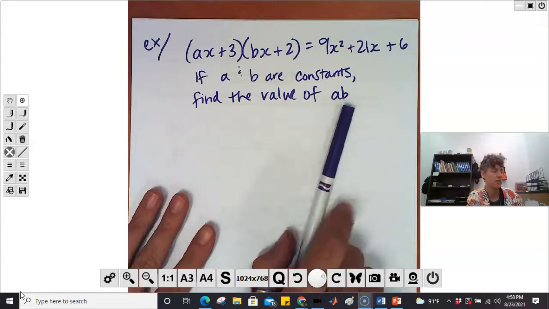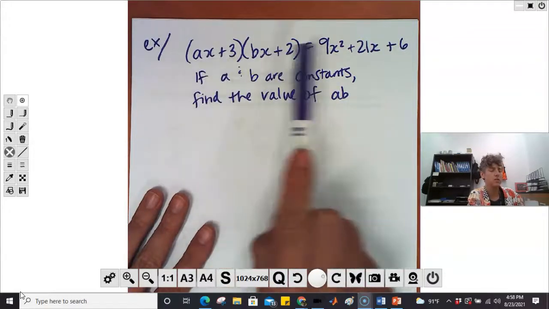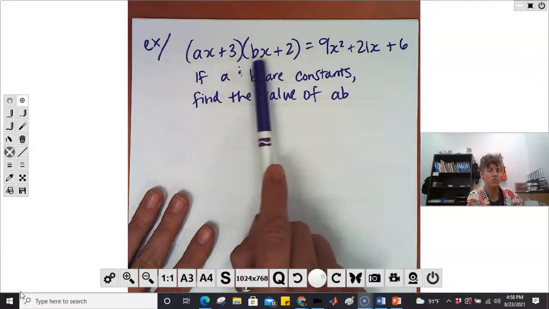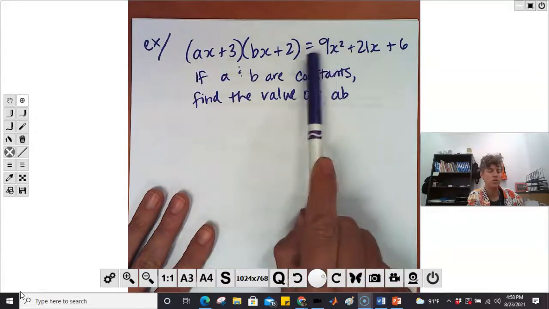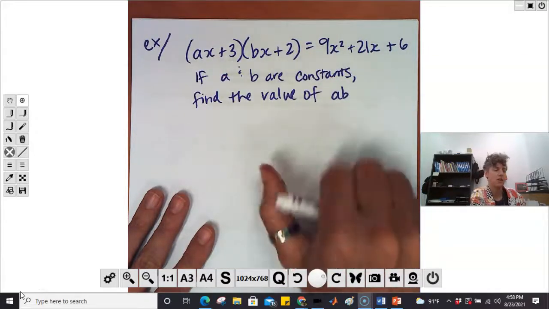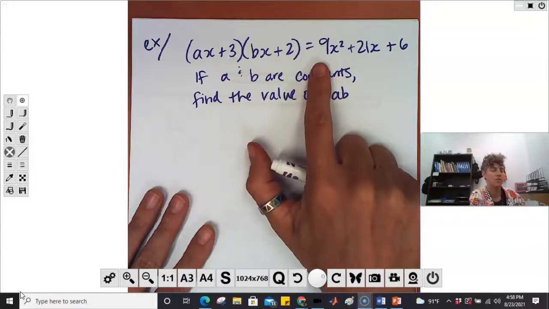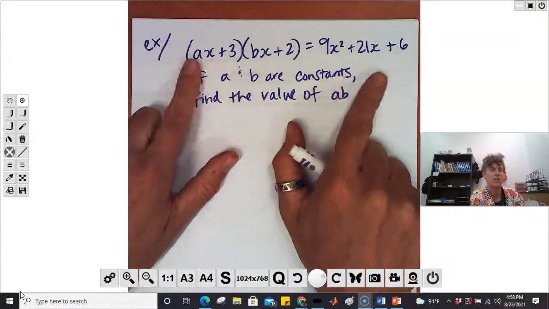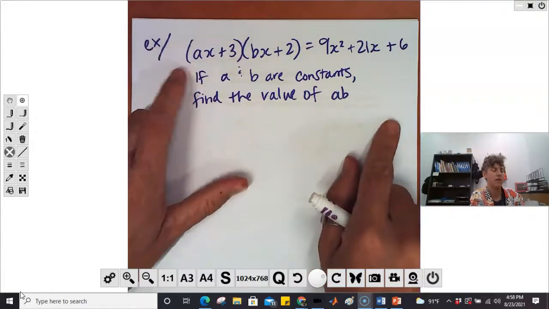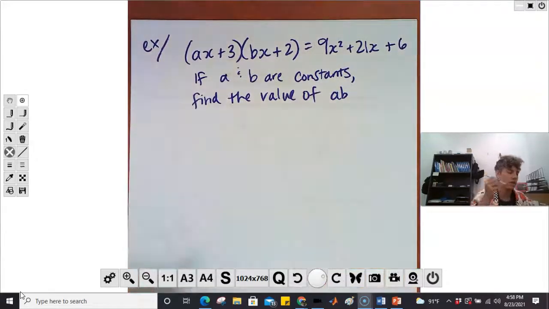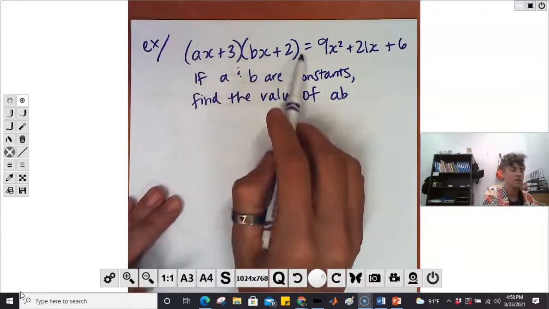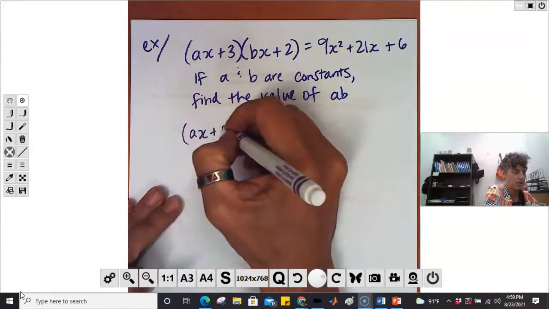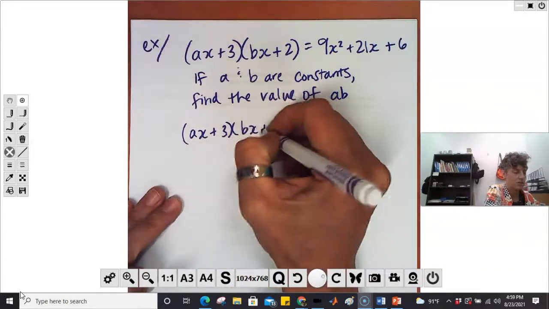All right. These two expressions are equal to each other. So let's multiply these two. It should be equal to this. And that'll help us figure out what a and b are, because these should match up at the end. And then we'll find what a and b are and multiply them together. So I'm going to bring this left half of the equation down. ax plus 3 times bx plus 2.